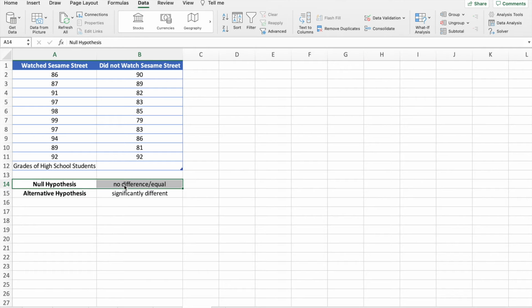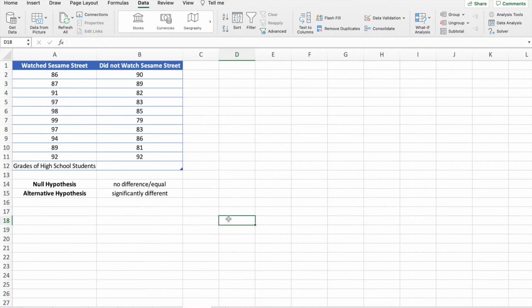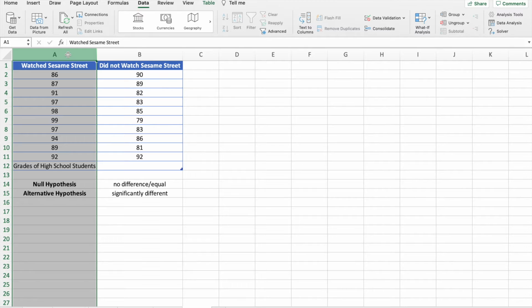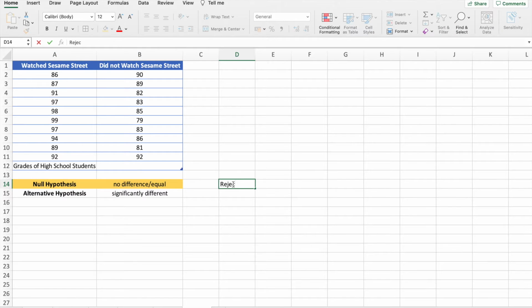So let's set the null hypothesis that they have no difference. For those who watch and did not watch, they actually have almost the same grade. And the alternative hypothesis is they are really different, significantly different, for those who watch and did not watch Sesame Street. In t-tests, we normally check the null hypothesis. So our goal is to reject or not reject the null hypothesis.